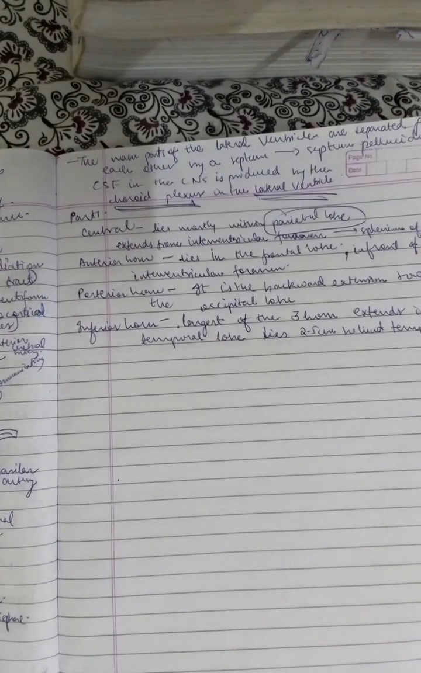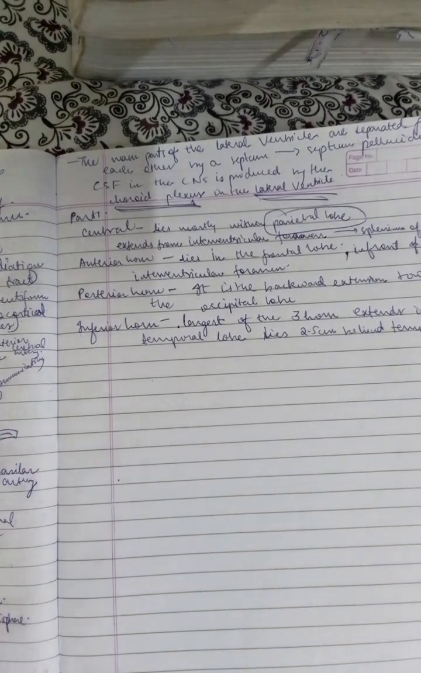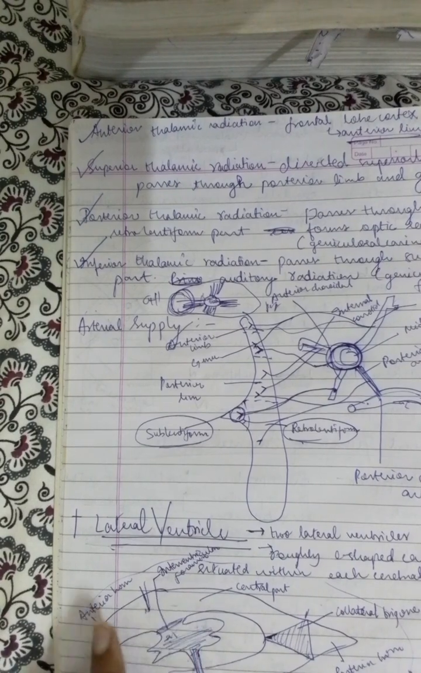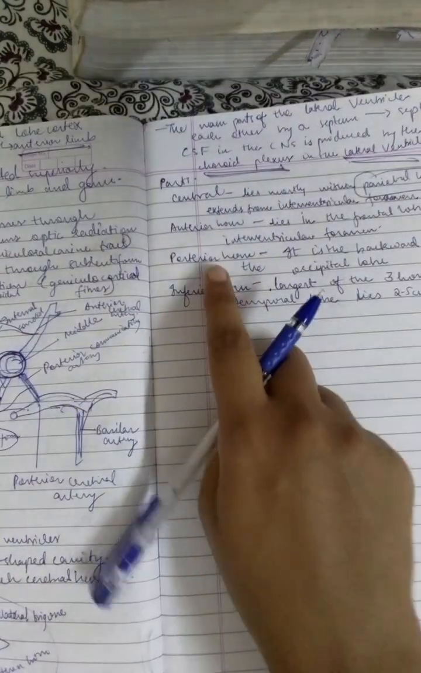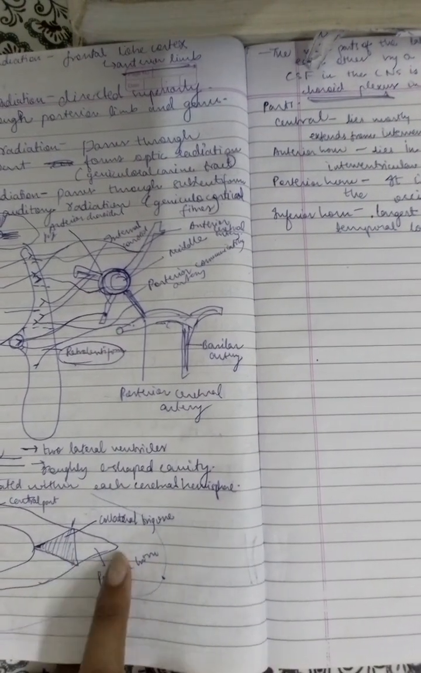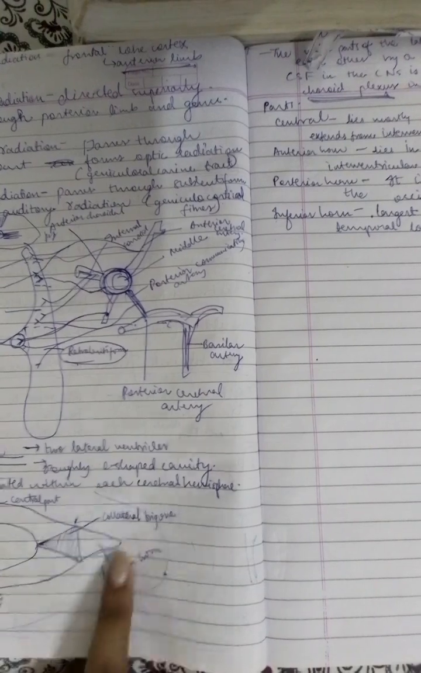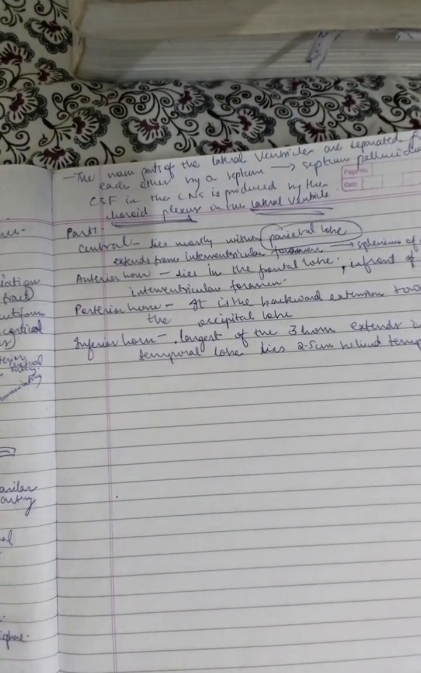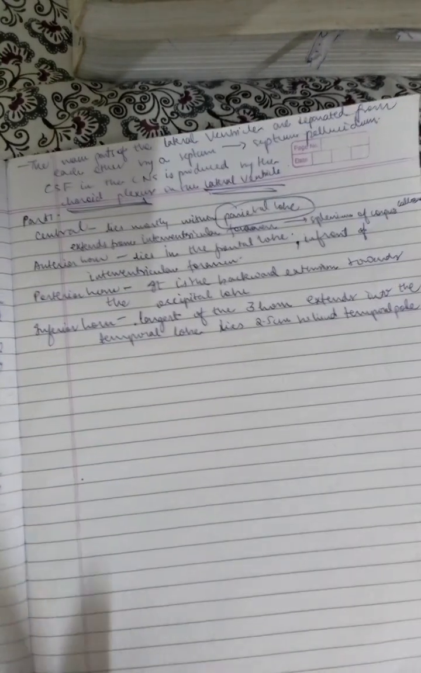Now comes the anterior horn. The anterior horn lies in the frontal lobe, in front of the interventricular foramen. Then comes the posterior horn, which is the backward extension towards the occipital lobe. Then comes the inferior horn, which lies towards the temporal lobe, 2.5 centimeters away from the temporal pole.